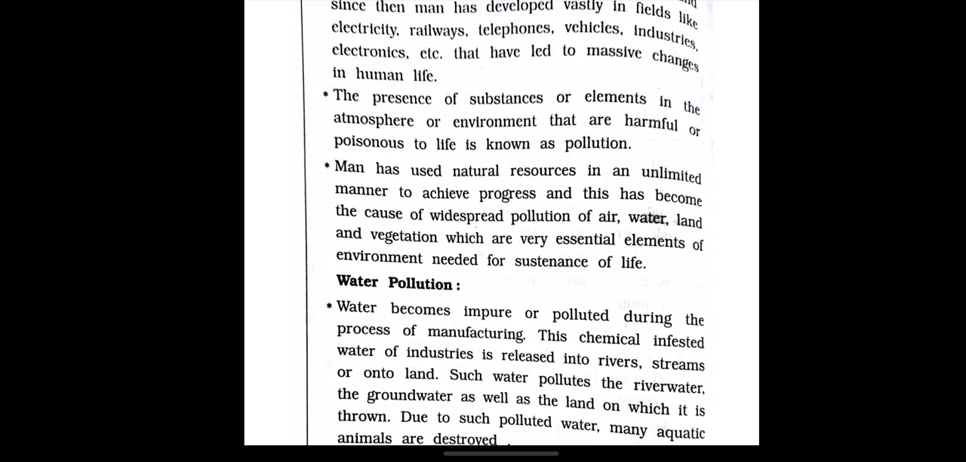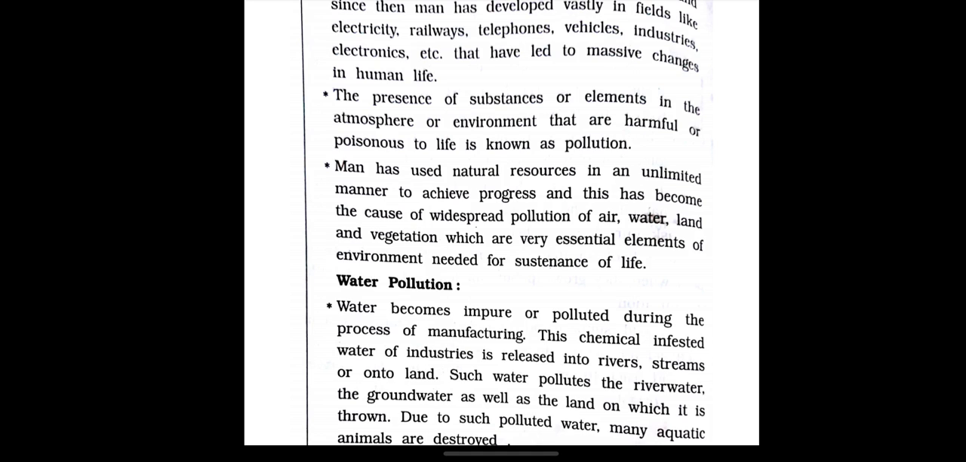Man has used natural resources in an unlimited manner to achieve progress, and this has become the cause of widespread pollution of air, water, land, and vegetation, which are very essential elements of the environment needed for the sustenance of life. Now, whatever material is required for living a life is present on the surface of the earth. In terms of air, we all know that we need pure air to breathe. For drinking, we need clean water, and land and vegetation.